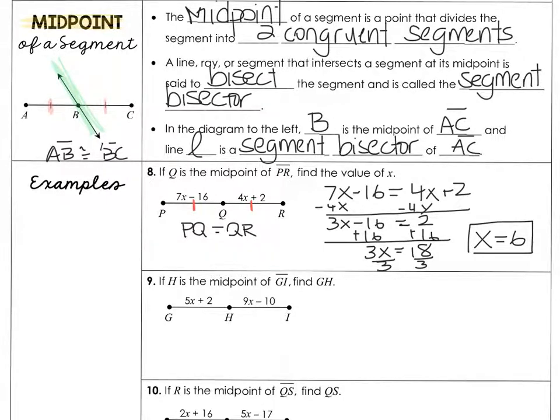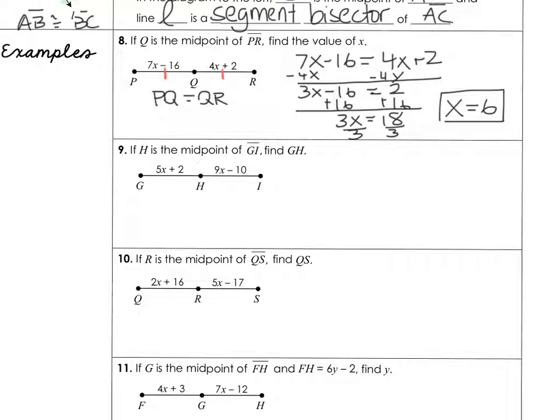Okay, so let's look at the next one. This time I'm trying to find a length. So again, H is the midpoint, so I know these two are congruent. When I'm told it's a midpoint, they're congruent. So I know that GH equals HI.